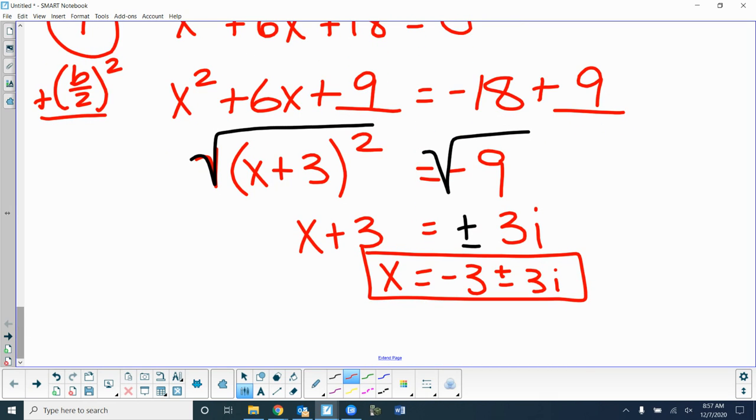Questions on that one? Wait, so you put the i if it's the square root of the negative? Yes, always pull that i out when there's a square root of a negative. Never could do that before we learned that. And then what was the other one that you said? The other, like i squared? i squared equals negative 1. Okay.